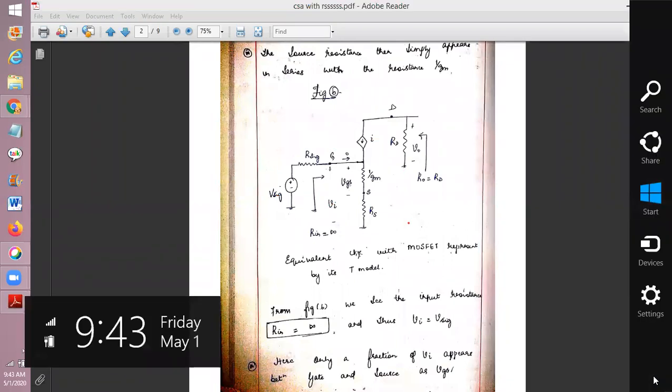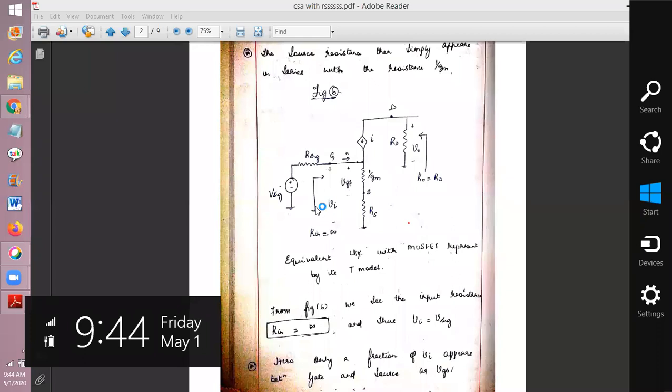How to draw the T equivalent circuit? From the gate, draw a line. From the drain to source, you place a dependent source. From gate to source terminal, replace it with 1 divided by Gm, that is the inverse of transconductance. We are replacing with the resistance there. Now, we have to start deriving the parameters.